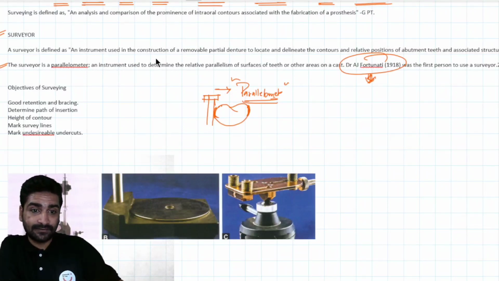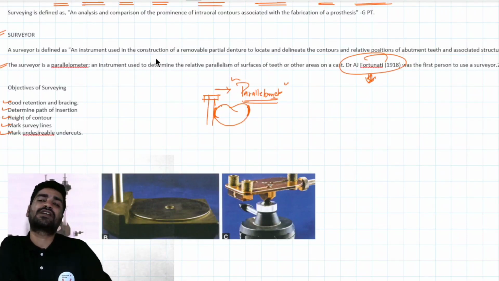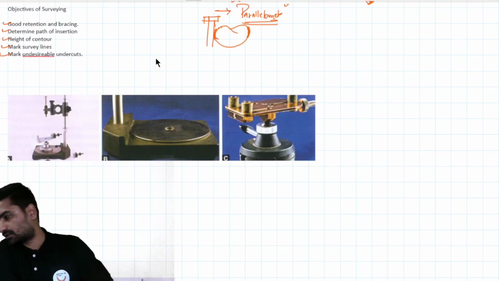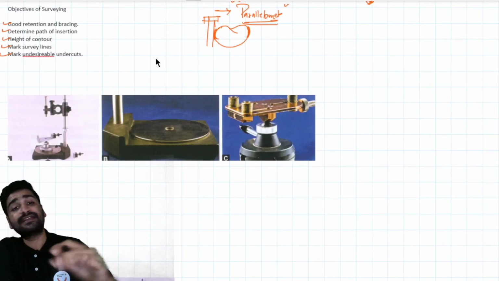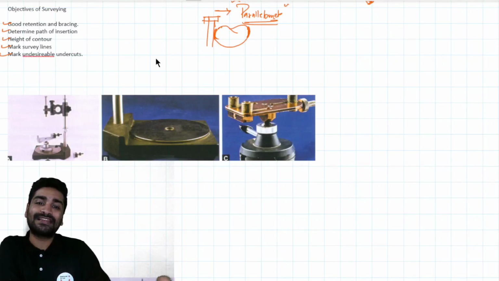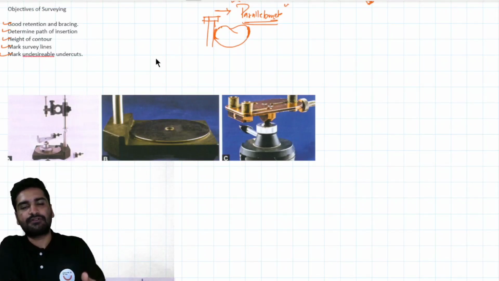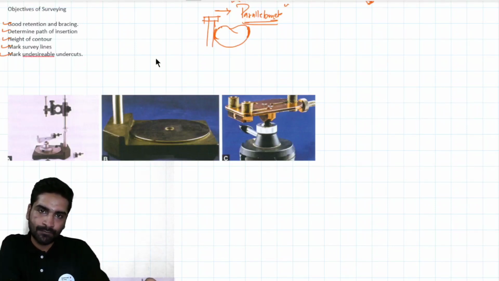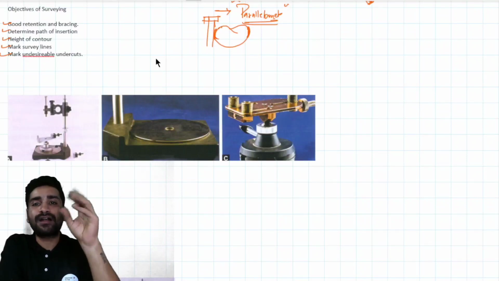We can mark the survey lines, which I'll tell you in this class, and mark the undesirable undercuts. Okay, undercuts which are not going to aid us in efficiently placing the prosthesis are called undesirable undercuts. Now there are various parts of the surveyor. There are also various types of surveyor, around 20 to 30 different types given by different scientists and different authors, right? But there are different parts of the surveyor.